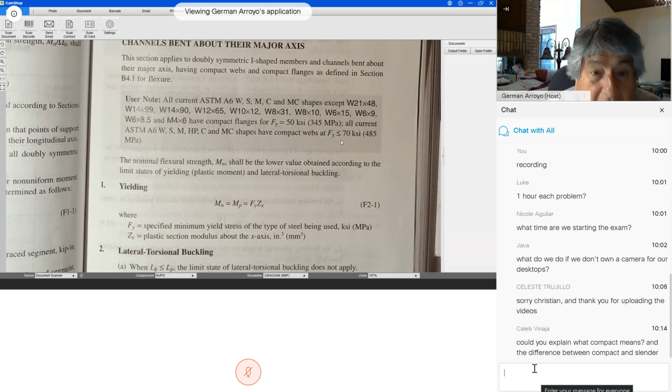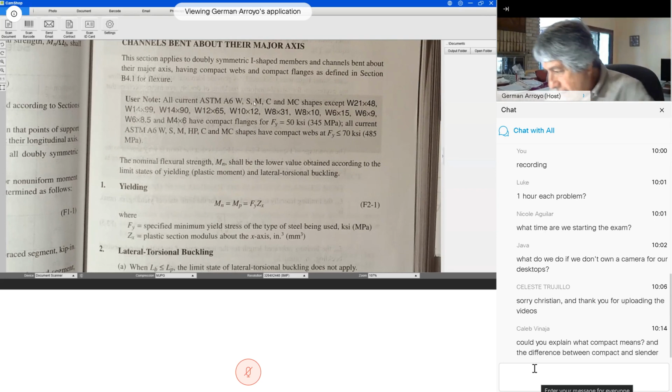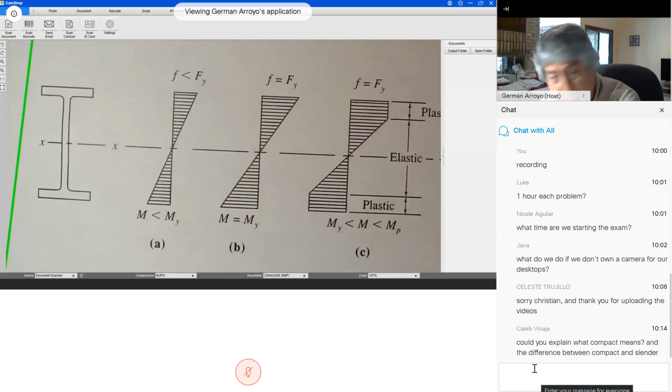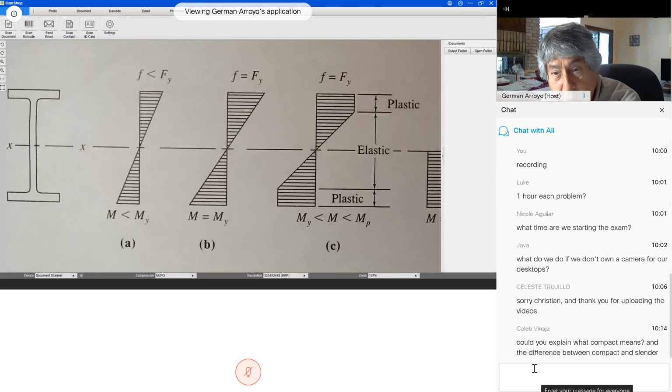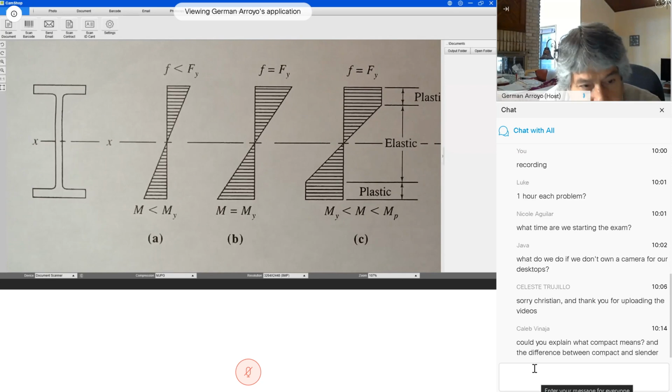So compact flanges means that B over 2 times the thickness of the flange is smaller than the limit. So most of the sections have compact flanges, all the sections have compact web. So this is a section in the code that has compact flanges and compact web.